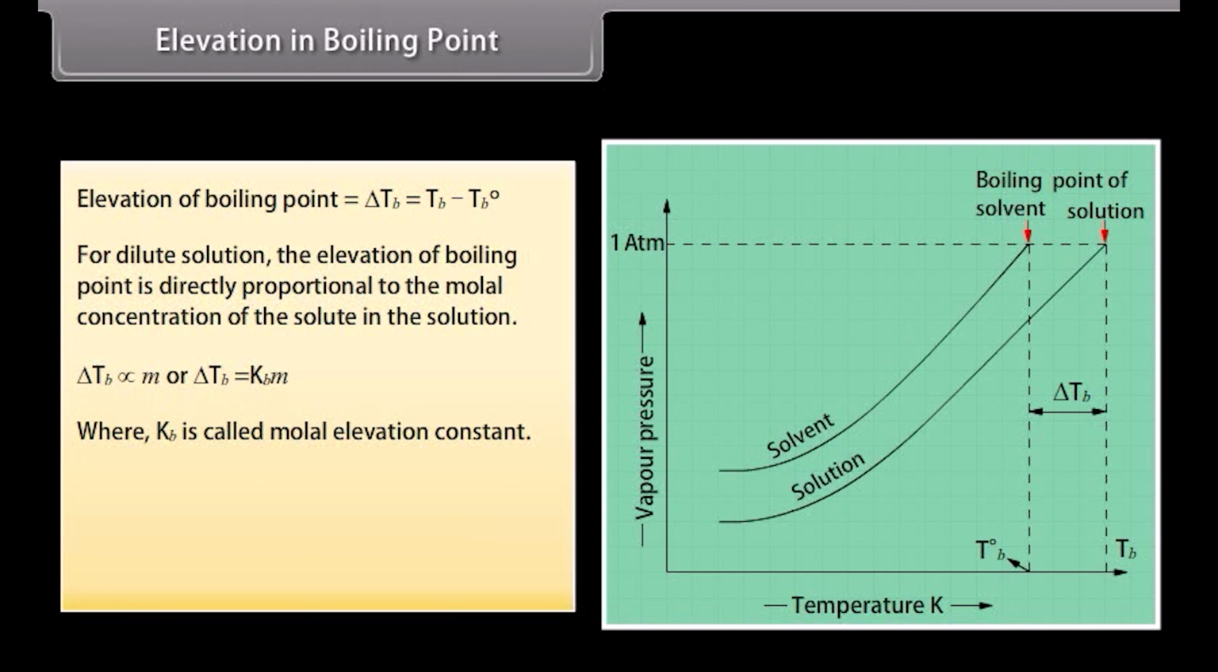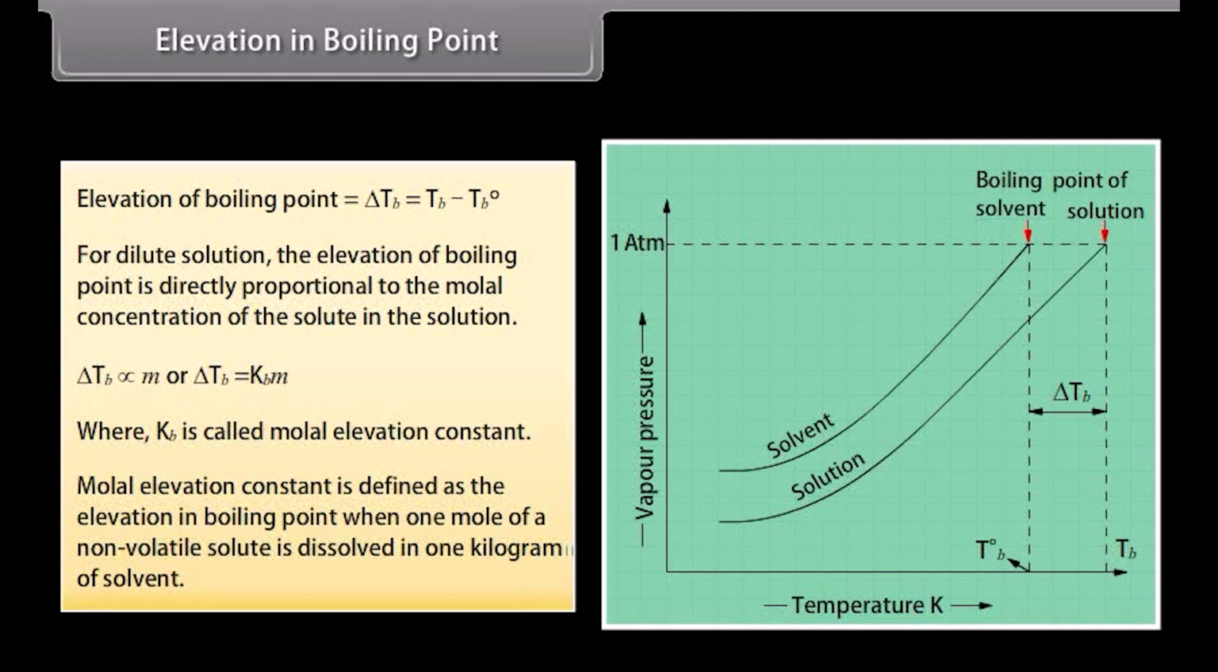Kb is called molar elevation constant. Molar elevation constant is defined as the elevation in boiling point when 1 mole of a non-volatile solute is dissolved in 1 kilogram of solvent.